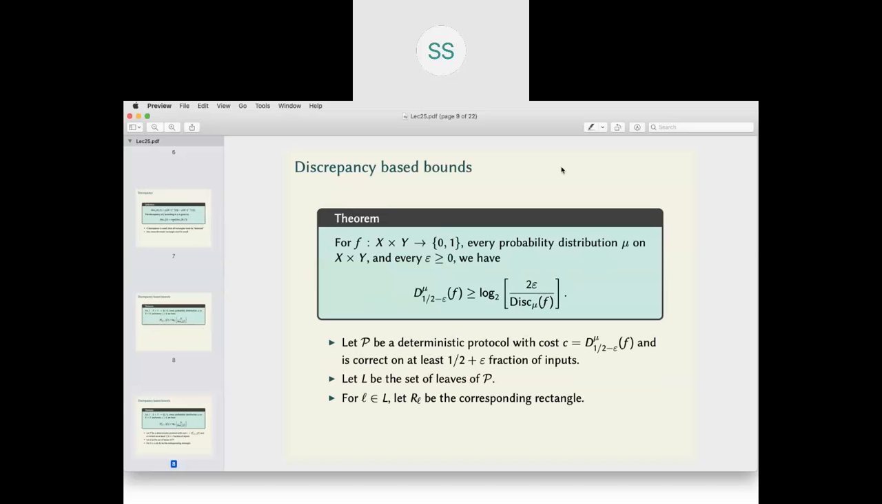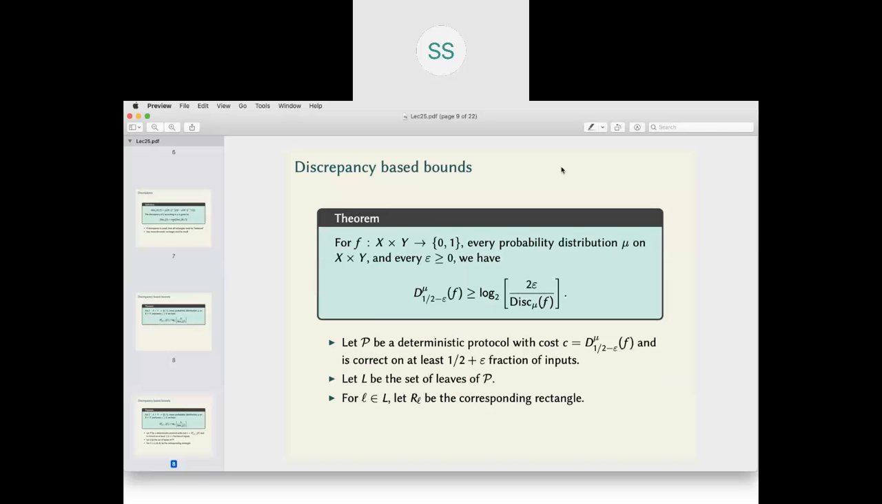So let P be a protocol with cost C, where C is the left hand side, that is the distributional complexity, and such that it is correct on at least half plus epsilon fraction of the inputs. Why are we taking half plus epsilon fraction of the inputs? Because the subscript of the distributional complexity is half minus epsilon, which means it is allowed to make an error on at most half minus epsilon fraction of the entries. So it should be correct on at least half plus epsilon fraction of the inputs.